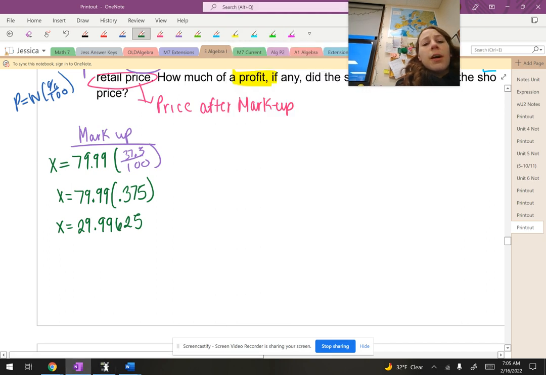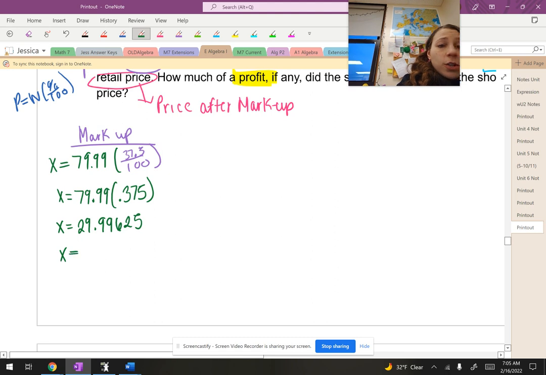$79.99 times 0.375 gives me $29.99625. All right, so now, first off, we're dealing with money, so we always have to round money to the nearest hundredth place. That 6 tells me to go up, which causes the 9 to turn to a 10, which causes the next 9 to turn to a 10, which causes this 2 to turn to a 3. So $30.